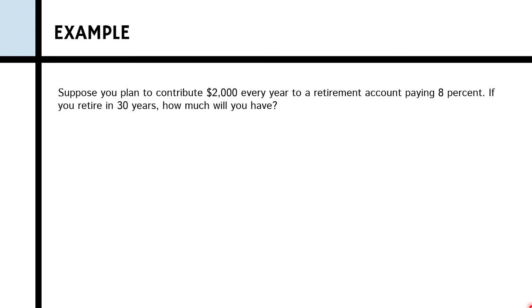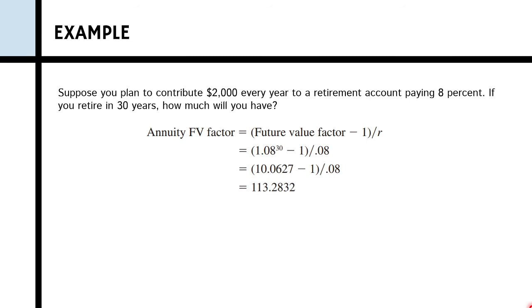Suppose you plan to contribute $2,000 every year to a retirement account paying 8%. If you retire in 30 years, how much will you have? The number of years here, T, is 30, and the interest rate, R, is 8%. So, we can calculate the annuity future value factor as: annuity FV factor is equal to the quantity of future value factor, which is 1.08 raised to 30, minus 1, all over 0.08.